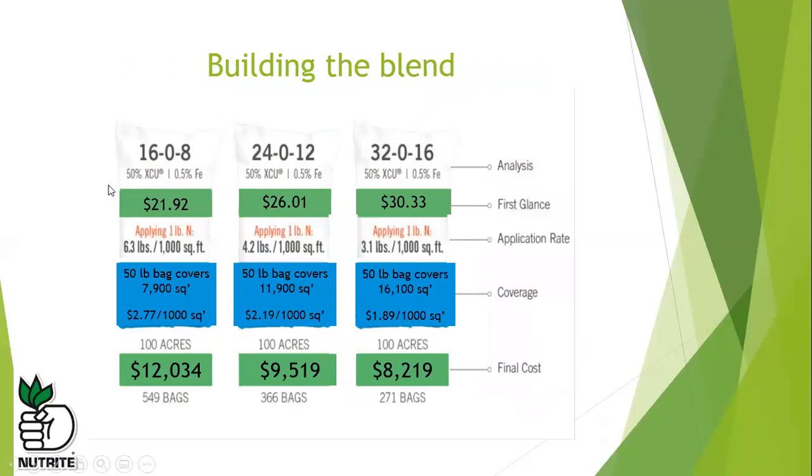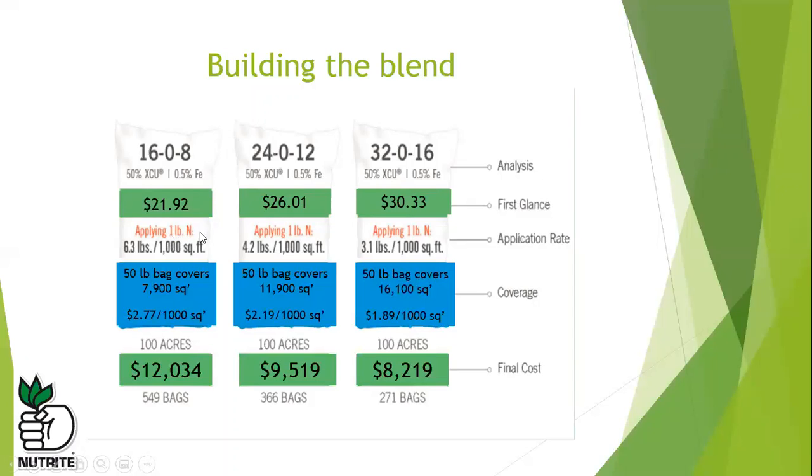So how are we building the blend? Well, if we look again, starting at the top, the 16-0-8 in this case is 50% XCU, 0.5% iron. 24-0-12, same thing, 50% XCU. 32-0-16, 50% XCU. Here's the bag cost at first glance: $21.92, $26.01, and $30.33. A lot of people, because we're consumers, would say, well, I'm going to take this $21 bag.